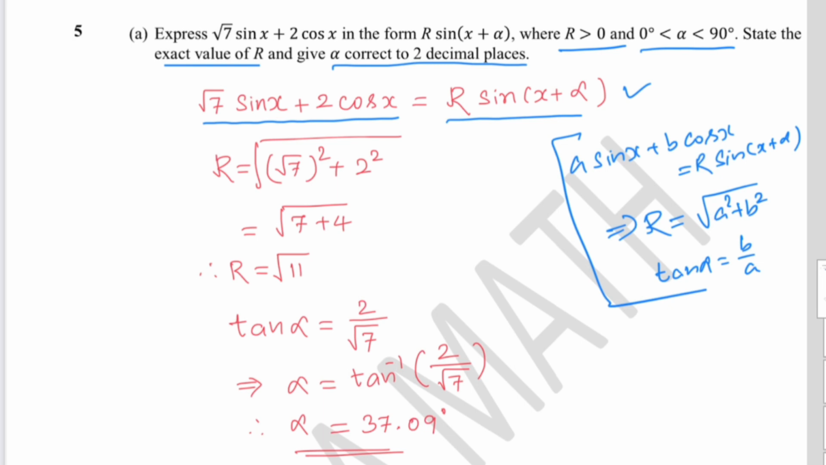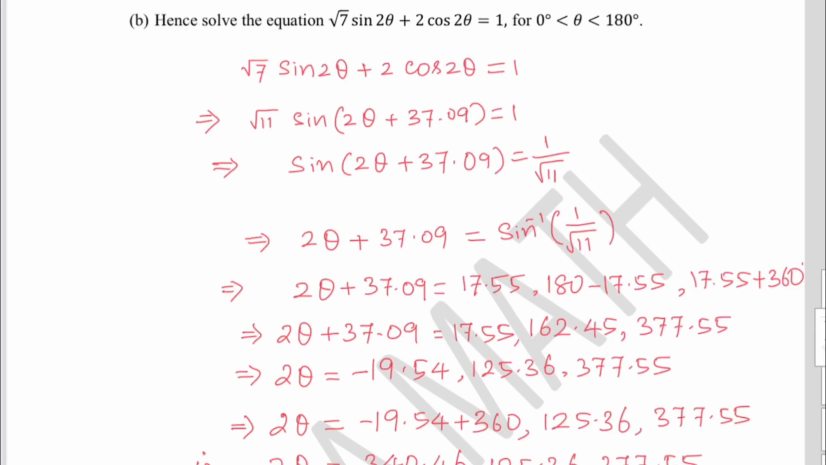So a is root 7 and b is 2, therefore r is root of 7 squared plus 2 squared, that is 7 plus 4 under root, that is root 11. R is root 11, and tan alpha is b over a. The b is 2 here and a is root 7, so that gives 2 over root 7. So alpha is tan inverse of 2 over root 7, that gives alpha is 37.09, correct to 2 decimal places. Therefore root 7 times sin x plus 2 cos x is root 11 times sine of x plus 37.09 degrees.